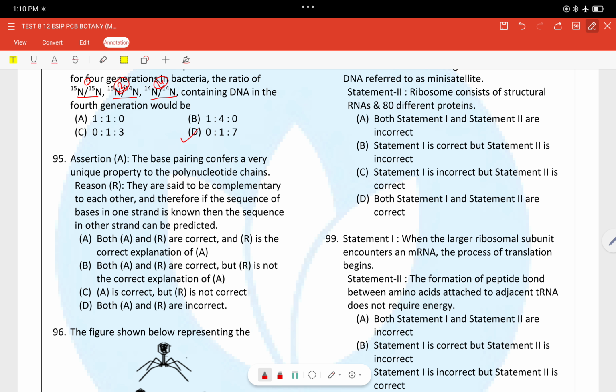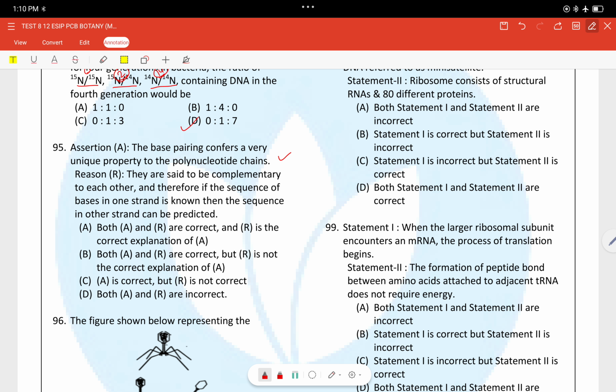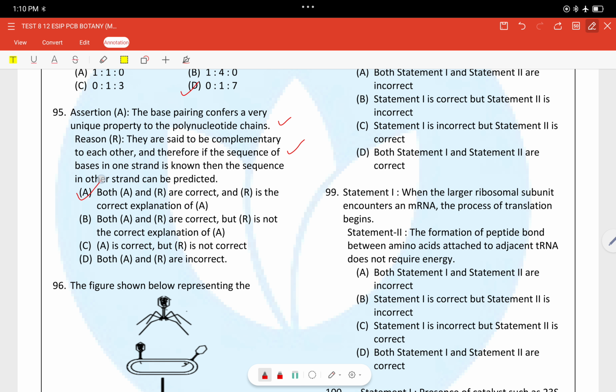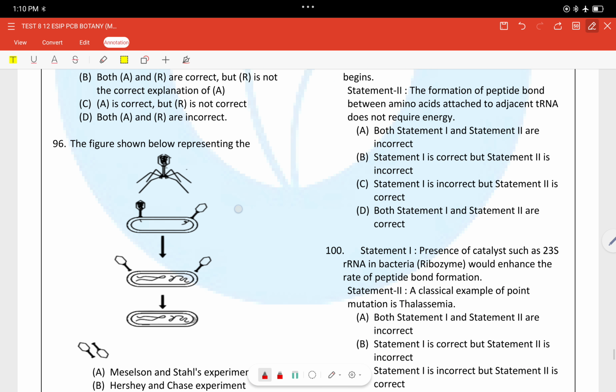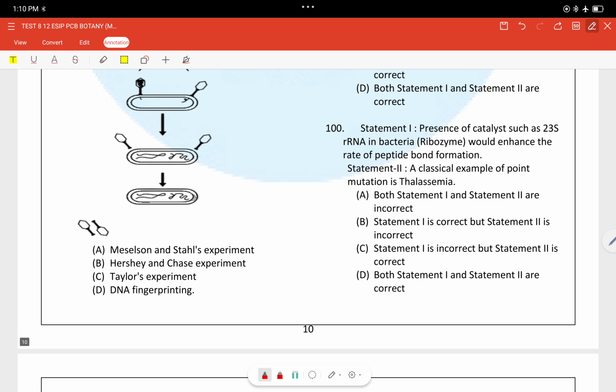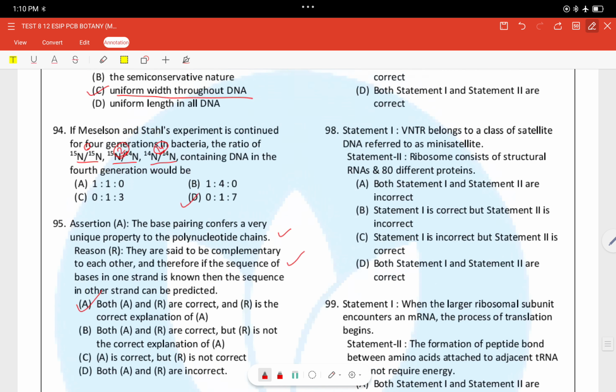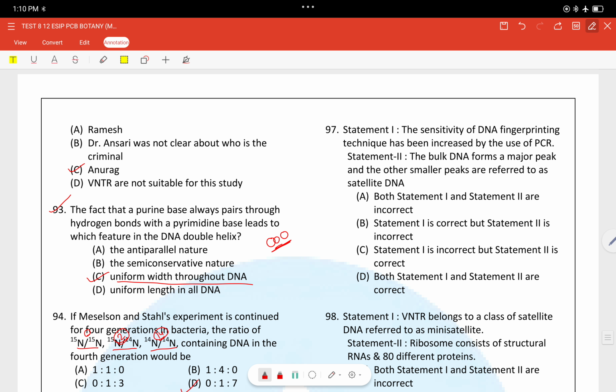The base pairing confers a very unique property on the polynucleotide chain. That is correct, because the strands are said to be complementary to each other, and therefore if the sequence of one strand is known, then the other strand can be predicted. That is the correct explanation. Next is the diagram for the Hershey and Chase experiment, bacteriophage and E. coli. And next, the sensitivity of the DNA fingerprinting technique has been increased by the use of PCR.